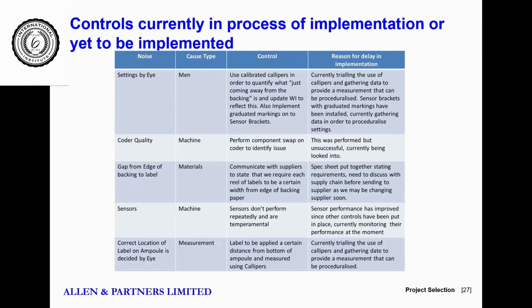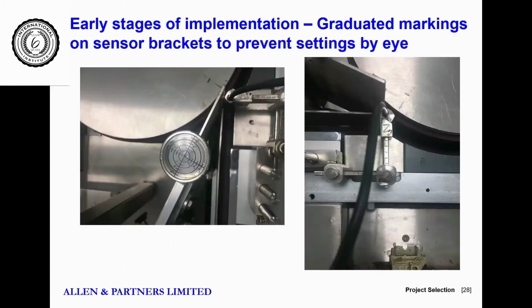So there's some more things that they've got to do. Settings by eye, code equality, setting up the sensors, etc. So there's more work to be done. So let's have a little look. They've put some scales on here to help with the settings. So suddenly there's some measurement scales. There's also a bubble controlled level there so that they can set the blade up properly. So we're giving people the tools to get a consistent setup, to always set the machine in the same place.